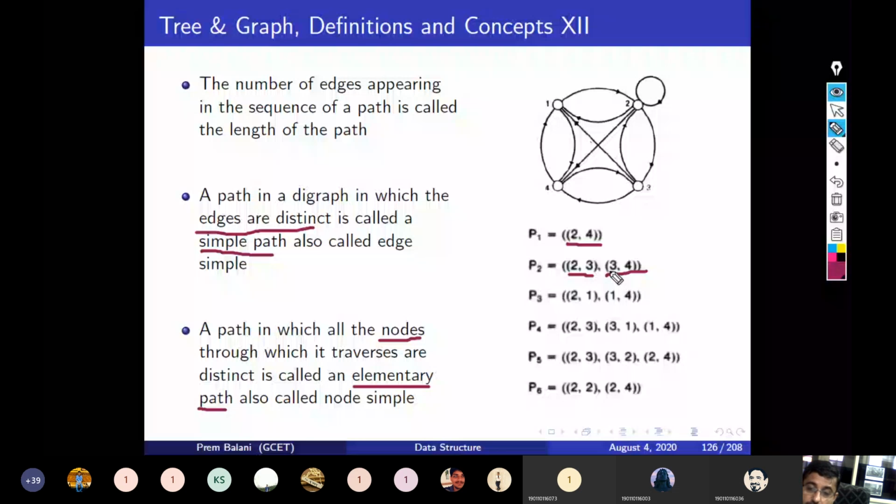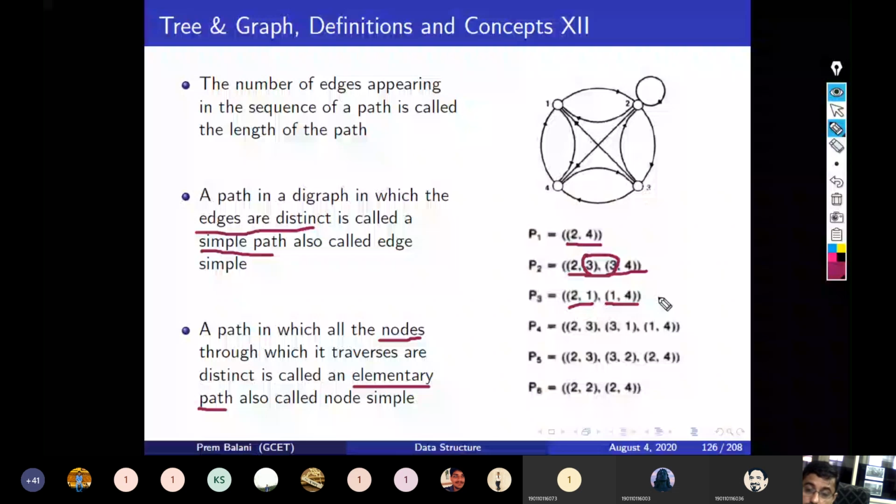But if in the path this 3 comes again at some place, then only we can say that nodes are getting repeated. Otherwise, we cannot say that looking at two 3s it is repeated. So this path is also simple as well as elementary. Next, 2 to 1 and 1 to 4: here the two edges are distinct, all nodes are distinct, so this is also a simple path as well as an elementary path.